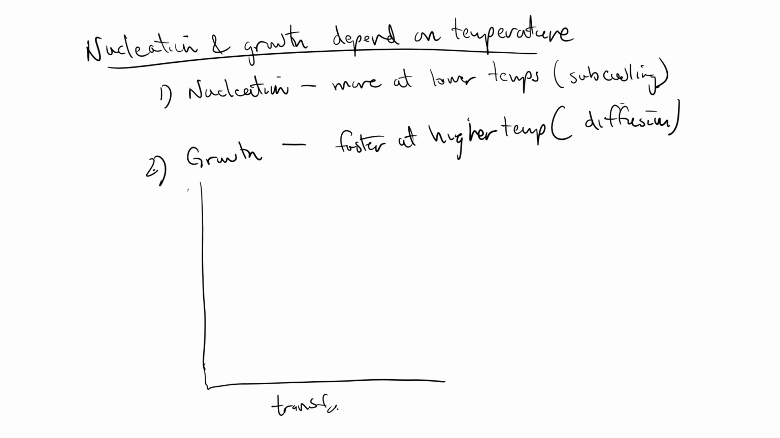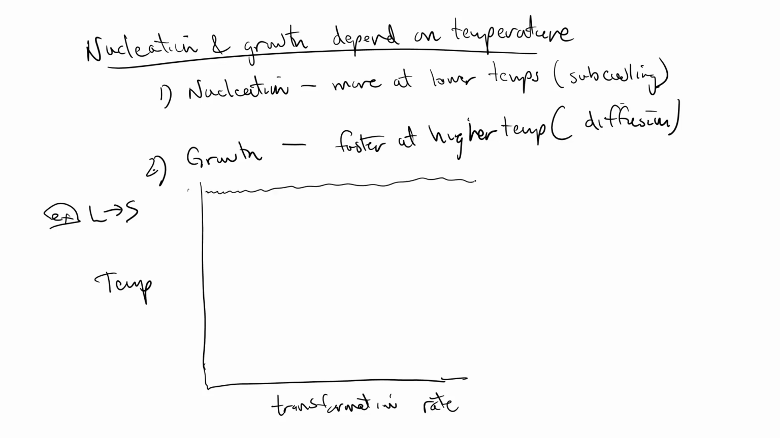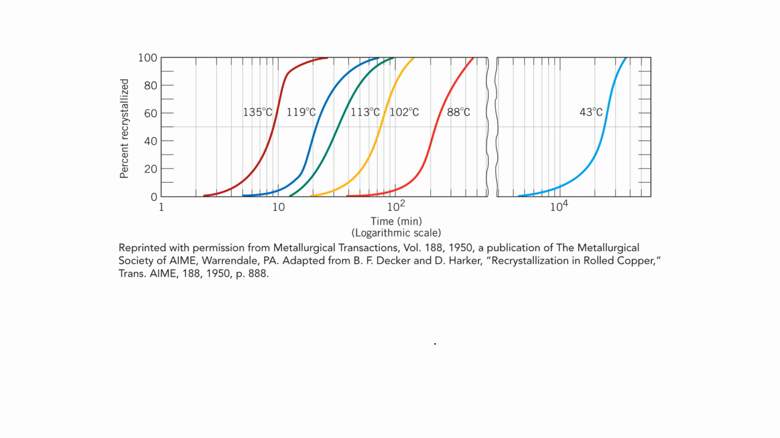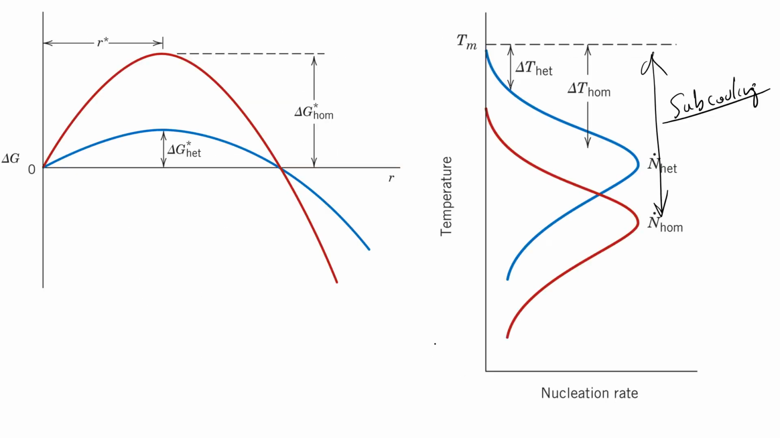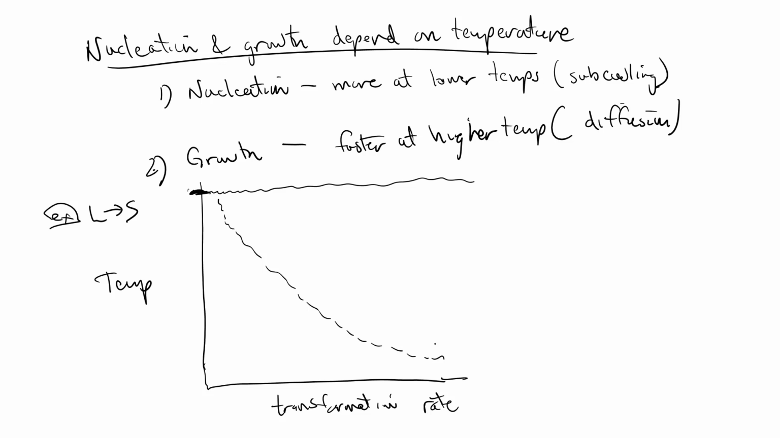Now what we do is we look at the overall transformation rate. Of our example, a liquid going to a solid. So we're going to look at temperature. So here, right there, is the solidification temperature. Okay, so that's the liquid to solid temperature right there. So basically what we just said is nucleation occurs faster, the rate is higher at lower temperatures. Nucleation.